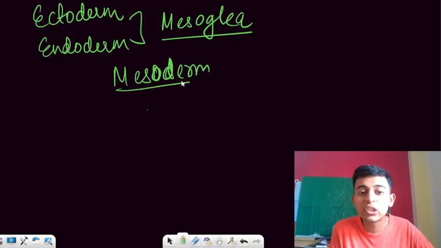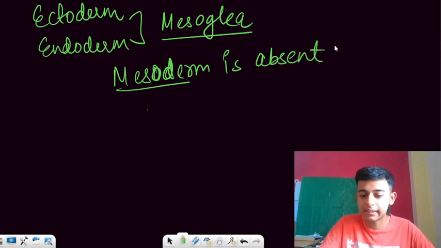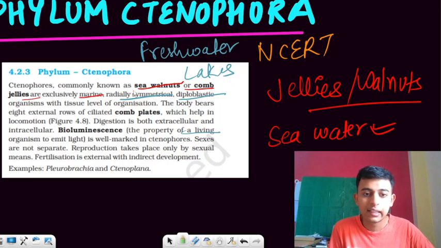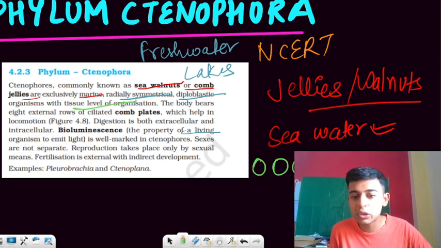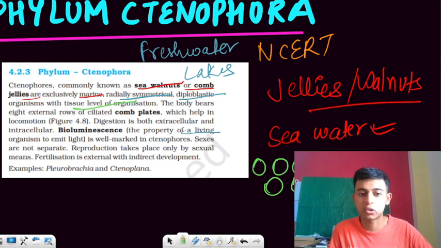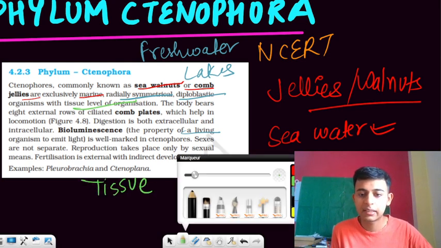Fine. Mesoderm is absent. You'll have to understand this. Let's see next, tissue level of organization. It means the aggregates of cells, these tissues are going to perform certain functions. So tissue level of organization is present in it. Okay, next part.